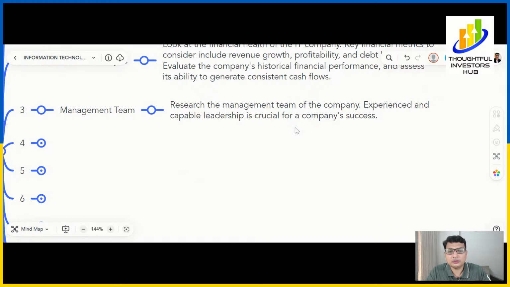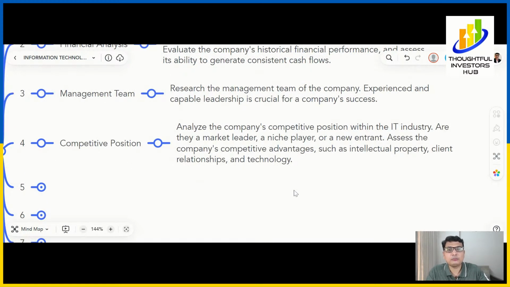Okay. So research the management team of the company; experienced and capable leadership is crucial for company success. That is also something you have to understand. Again, competitive position. Analyze the company's competitive position within the IT industry. Is it a market leader or niche player or a new entrant? Assess the company's competitive advantages such as intellectual property, client relationships, and technology. Okay. So that you will come to know.